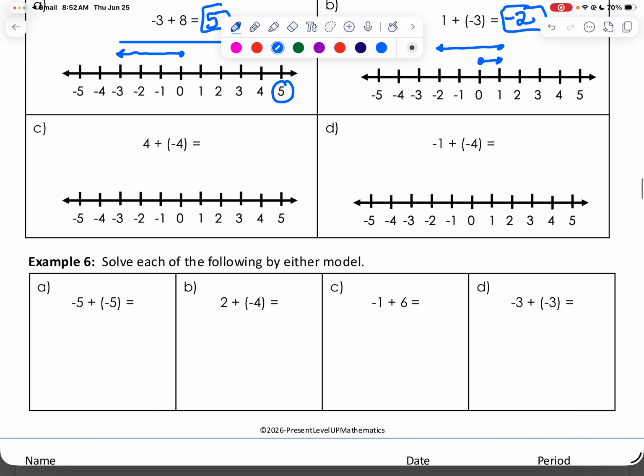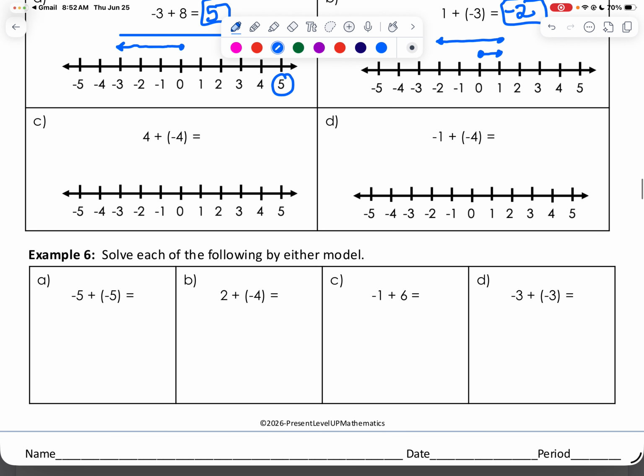All right. Pause the video and try problem C and D on your own. All right, welcome back. On C, I started at 0 and I went 4 to the right. And then I went 4 to the left because the second 4 was negative. And that landed me at 0. 4 plus negative 4 gives me 0.